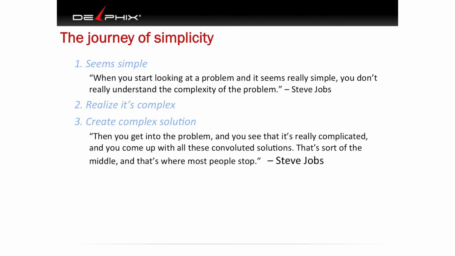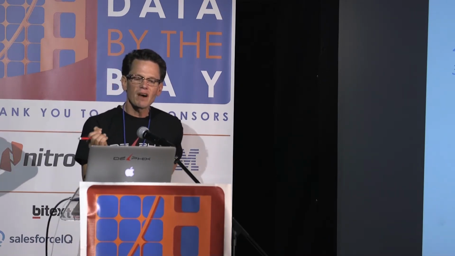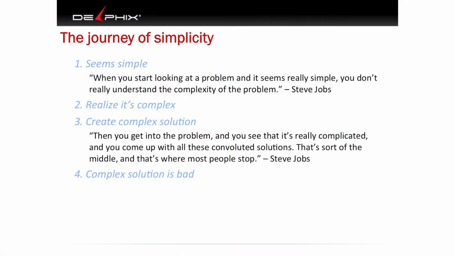Okay, well, it's complex. I'm going to create a complex interface because I have to show all this data. I want to expose everything. I don't want to hide anything. And as Steve Jobs says, then you get into the problem, and you see that it's really complicated, and you come up with these convoluted solutions. That's sort of the middle. That's the part where most people stop, and that's what I see in the industry. But the complex solution is bad, and that's what we're going to see.